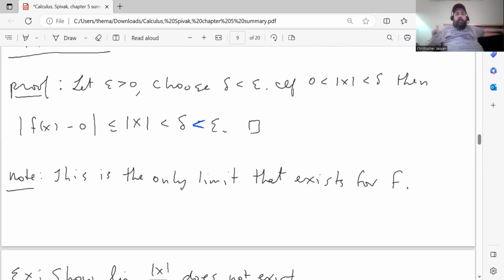And then just to note, this is the only limit that exists for that function. This function has a limit nowhere else. If you approach any other value other than 0, then the function doesn't have a limit.